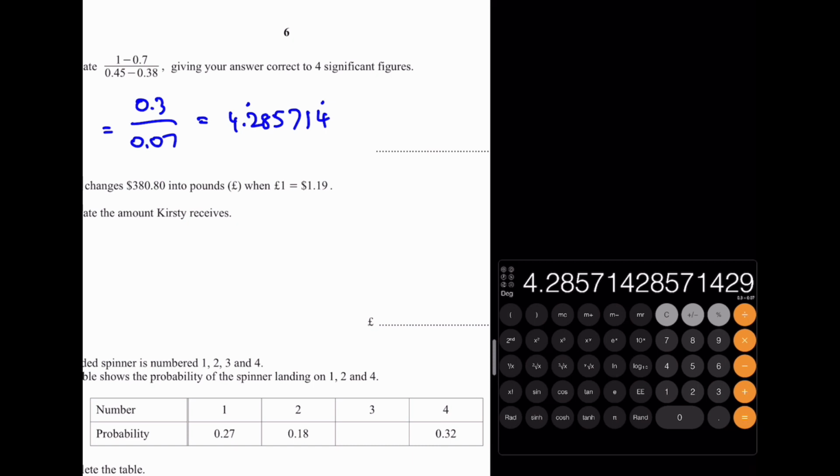Now, 4 significant figures. First significant figure here, second, third, fourth. The fifth one, 7, is greater than 5. Therefore, we add 1 to the fourth one. Therefore, we have 4.286. That's to 4 significant figures. That's the answer.